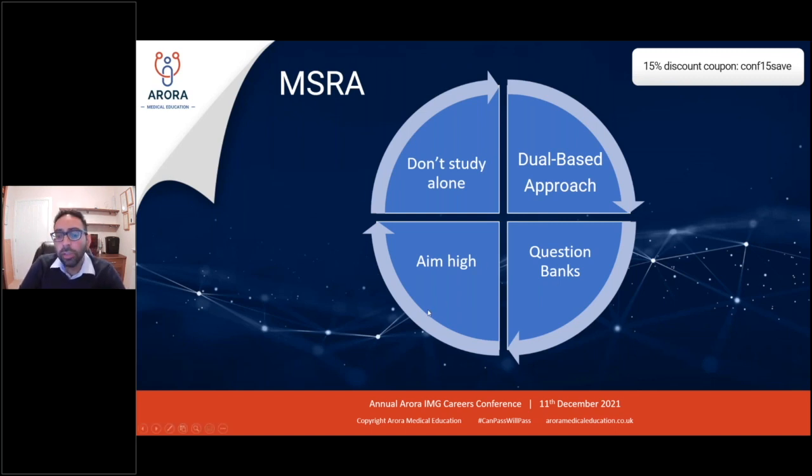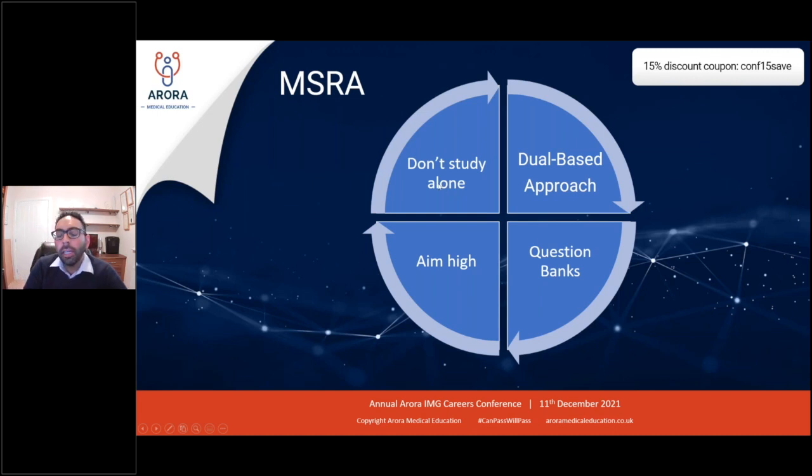Aim high. Don't just think, oh, I want to get enough to get into my specialty, or enough to get into this area in the UK. Aim high. Aim as if you are applying for the most competitive region in the UK, against the most competitive people in the UK. And this is why a dual-based approach is important, because if you just do loads of questions, you'll have gaps and you won't be able to get as high a score as you have potential to. So you've got to plan preparation right, but aim as high as you can.